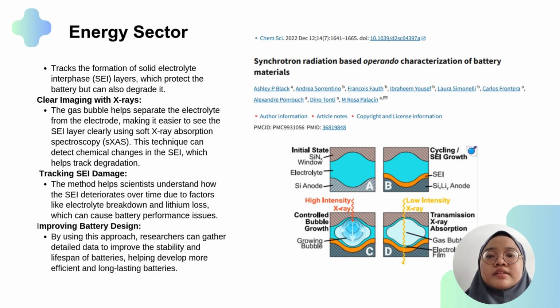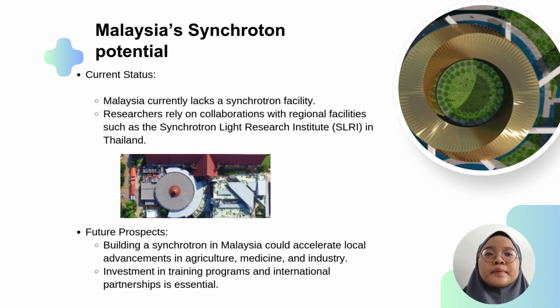So for Malaysia's synchrotron potential, for the current status, Malaysia currently lacks a synchrotron facility. Researchers rely on collaborations with regional facilities such as the Synchrotron Light Research Institute in Thailand. For the future prospect, building a synchrotron in Malaysia could accelerate local advancement in agriculture, medicine and industry. Investment in training programs and international partnerships is essential.